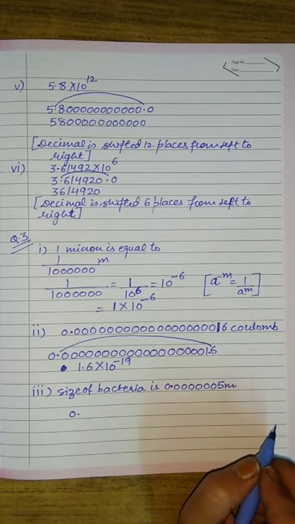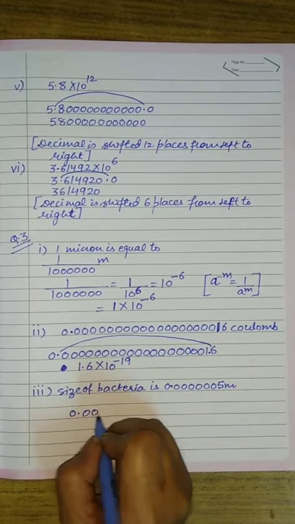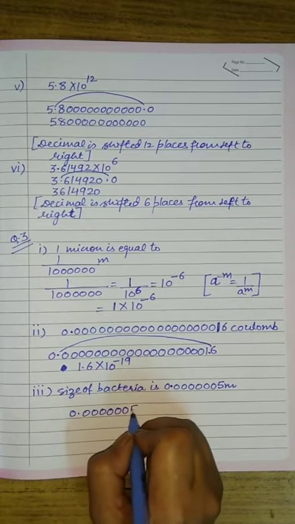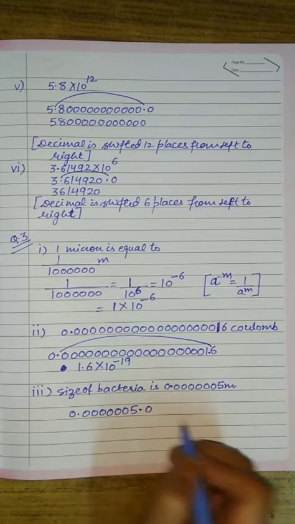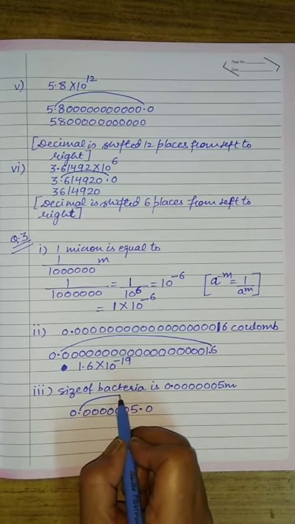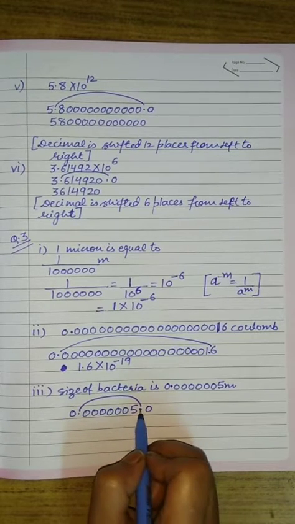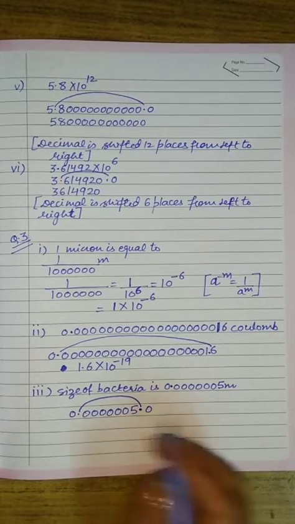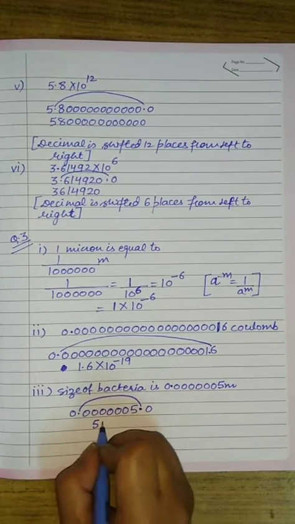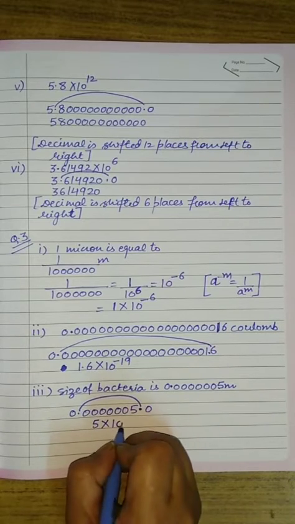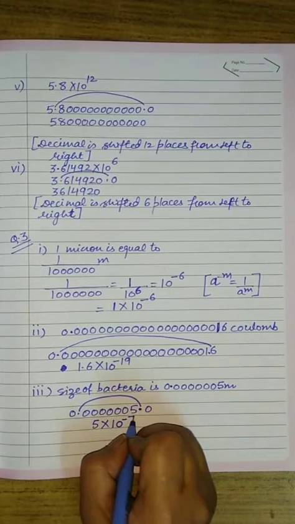So I will write it as 0.000005, then decimal, then 0, because when we shift it from left to right, the decimal will come after 5. Now after decimal we don't have any number, so simply it will be written as 5. And how many places is it shifted? 7 from left to right. So the answer will be 5 into 10 raised to power minus 7.